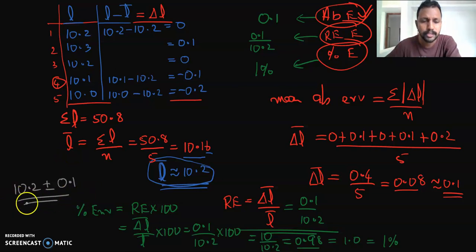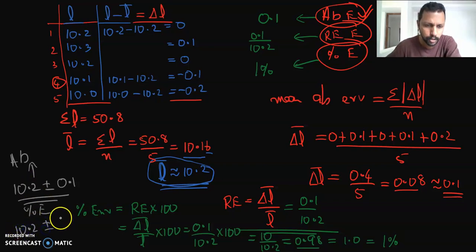Therefore, this is the measured value expressed in terms of absolute error. And if you are expressing the measured value in terms of percentage error, we can write 10.2 plus or minus 1%.